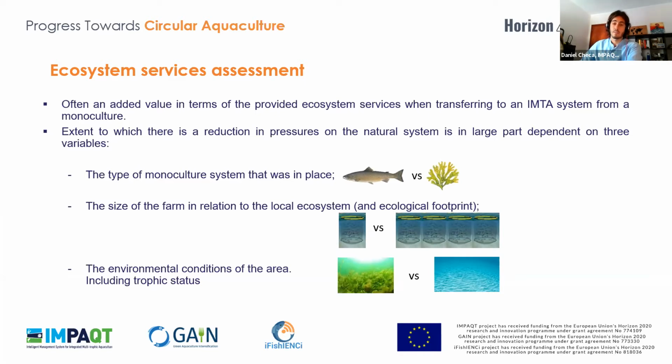Then the ecosystem benefits can be different depending on the type of monoculture that was in place at the beginning, and also the size of the farm in relation to the local ecosystem. And finally, the environmental conditions of the area. So the local conditions are a key aspect to consider in this regard.